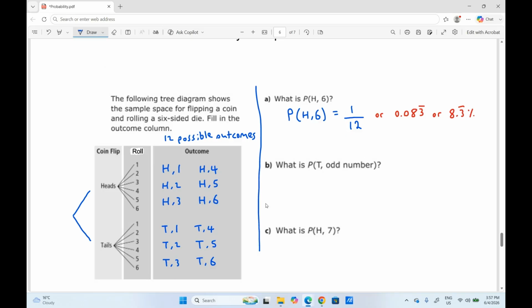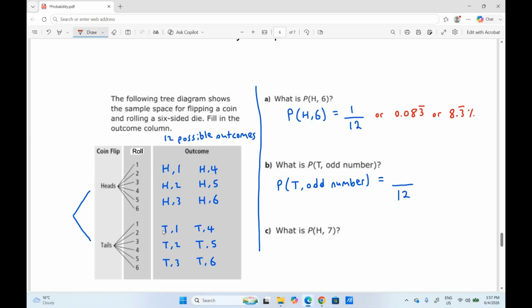Now, the second question is, what is the probability of T, comma, odd number? So what that means is, what is the probability of flipping a coin, getting tails, and then rolling the dice and getting an odd number? So for this one, I have 12 outcomes in total, once again. So my total possible outcomes is 12. That never changes. I just have to find out what my numerator will be now.